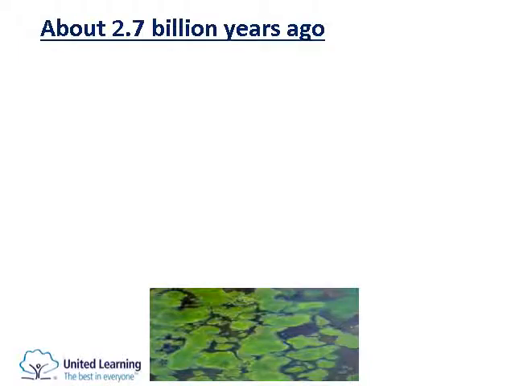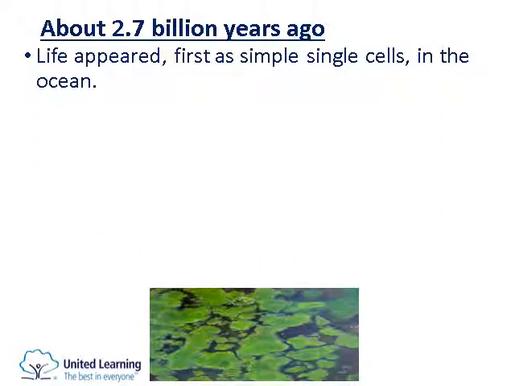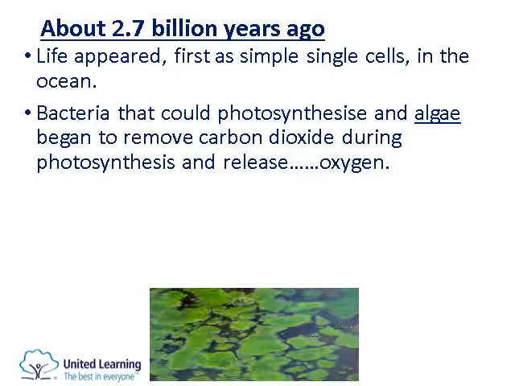So, we're talking now about 2.7 billion years ago. Life started to appear. We're not talking about life in terms of very complex organisms like humans. We're talking about single cells in the oceans. So bacteria, they're able to photosynthesize. And like we talked about in the biology lesson earlier, photosynthesis is where plants are able to make energy from sunlight.